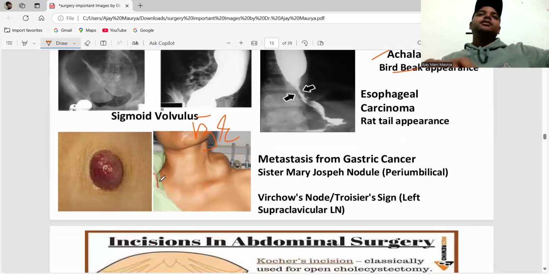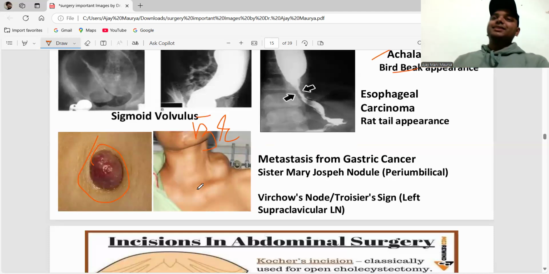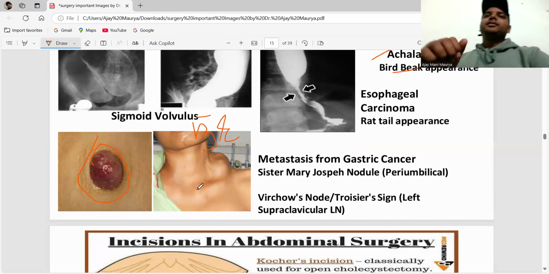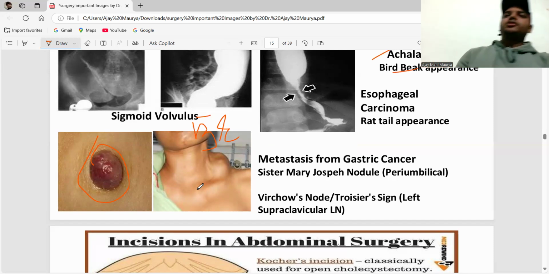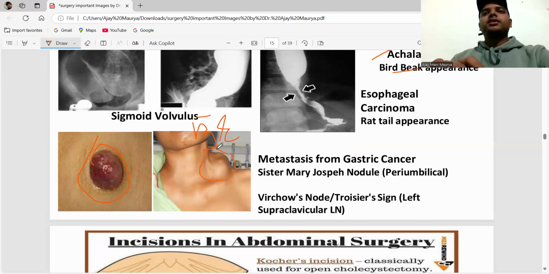This is, guys, the Sister Mary Joseph nodule. This is metastasis of gastric cancer to the umbilicus. Okay? We also follow Virchow's node, most commonly in the left supraclavicular lymph node.